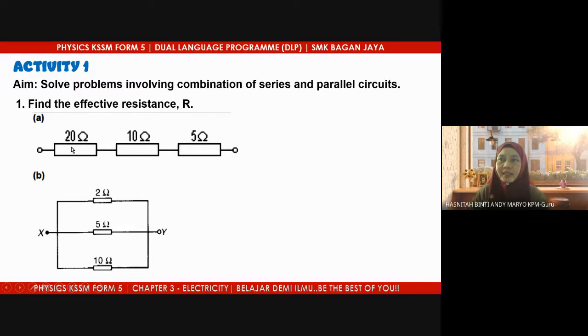This is series. So how to find the effective resistance for series? Very easy. You just sum all. So the effective resistance is R1 plus R2 plus R3. R1 is 20, R2 is 10, R3 is 5. So it will give you a total of 35 ohm. Don't forget the symbol, 35 ohm, the unit.